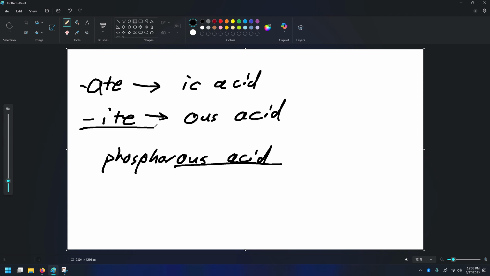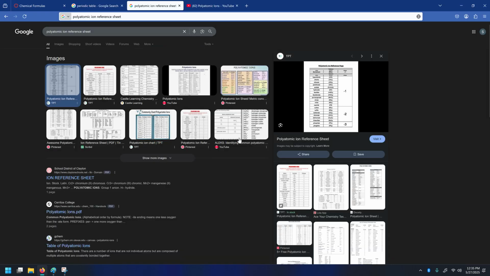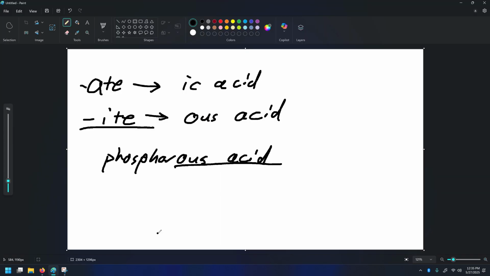And so going back over to that polyatomic ion list, I see that phosphite has PO3 3- as its charge. So we have P, big O, little 3, and then a superscript 3- here. That charge is really important when it comes to balancing our chemical formulas.